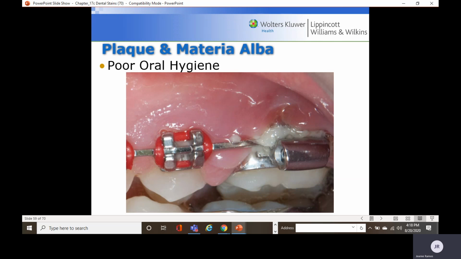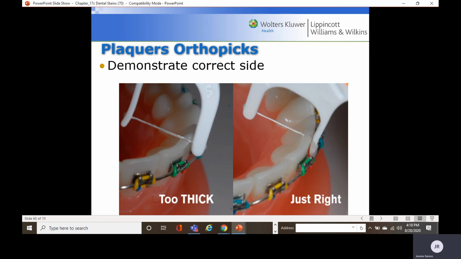Here's another picture of that plaque and materia alba, which is from poor oral hygiene, and it's wreaking havoc with the gingiva, and here where the papilla is hanging down this long. It's doing a bad job on this person's poor teeth. They'll have straight teeth, but it's affecting their gum tissue.